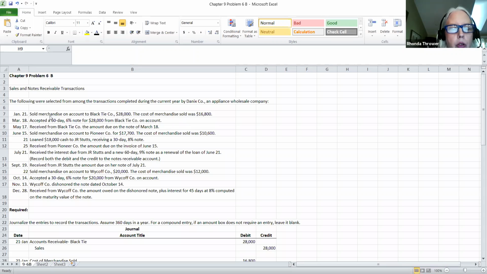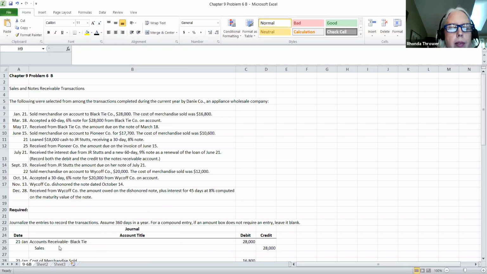We're assuming that we're using a perpetual inventory system, so there will be two journal entries for the January 21st transaction. The first journal entry is to record that there was a sale on account to Black Tie Company. So what we're going to do is go to our journal and debit accounts receivable, the Black Tie Company, for $28,000 because our accounts receivable, which is an asset, has increased in this transaction.